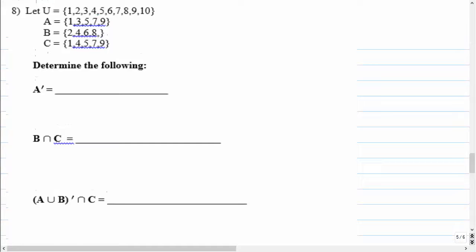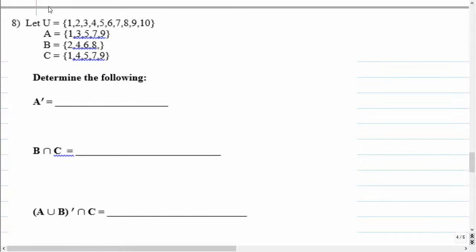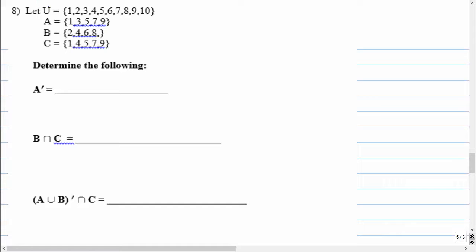Number 8. Bunch of set operations here, right? Here's my set. Universal set, A, B, and C. A prime means what's not in A. So I'll go through the universal set looking for what's not in A. 1 is, 2 is not, 3 is, 4 is not, 5 is, 6 is not, 7 is, 8 is not, 9 is, 10 is not. So if I did that right, 2, 4, 6, 8, and 10 are not in A.